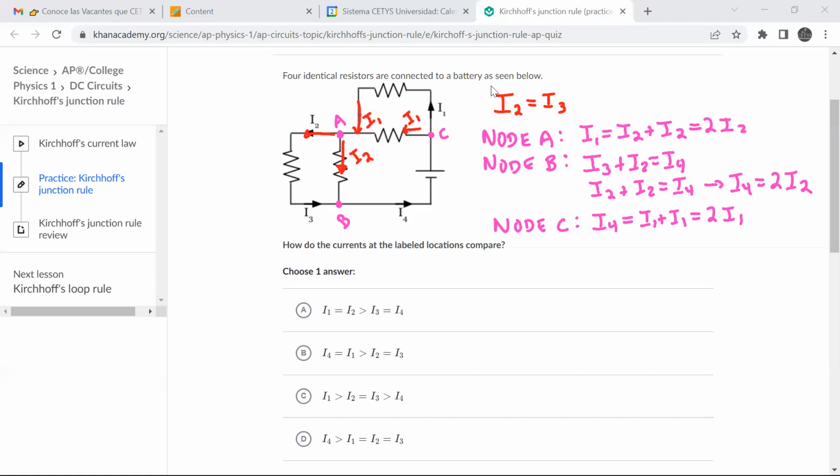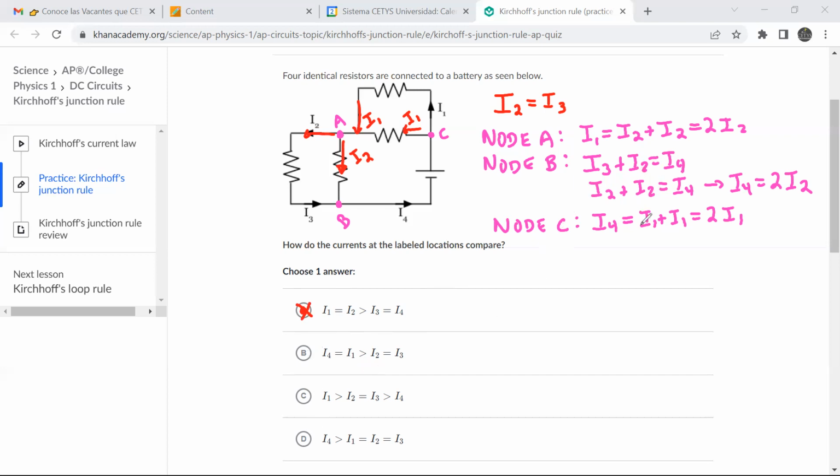That I1 and I2 are the same? No. That I1 is bigger than I2? Or that I4 is the largest. So we know that I2 and I3 are the same. So of the options we have, which one has I2 and I3? This one? So we eliminate this one, and this one is valid. The rest of the 3 are valid as well.